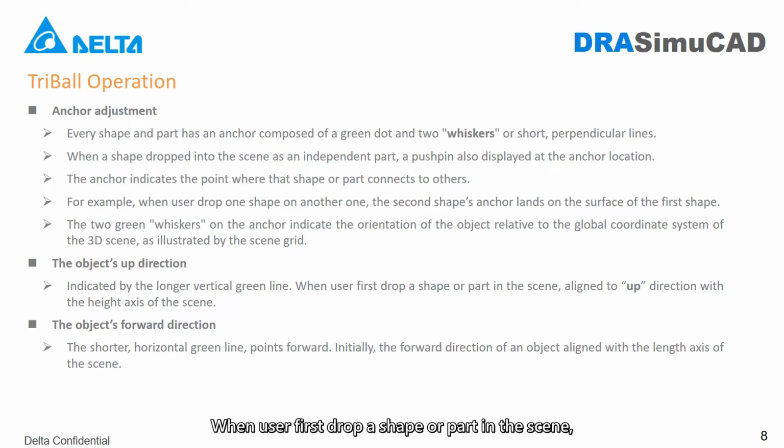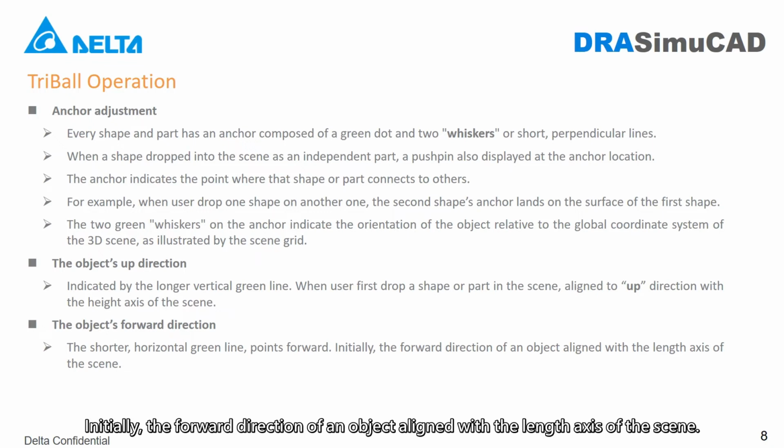When the user first drops a shape or part in the scene, its up direction is aligned with the height axis of the scene. The object's forward direction. The shorter, horizontal green line points forward. Initially, the forward direction of an object is aligned with the length axis of the scene.